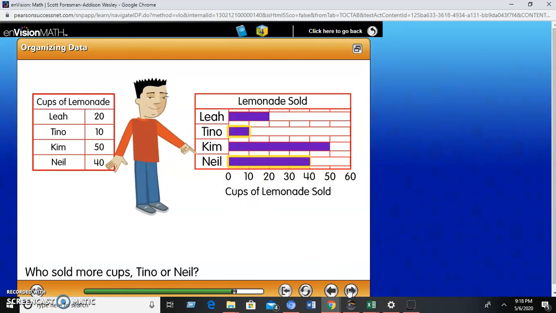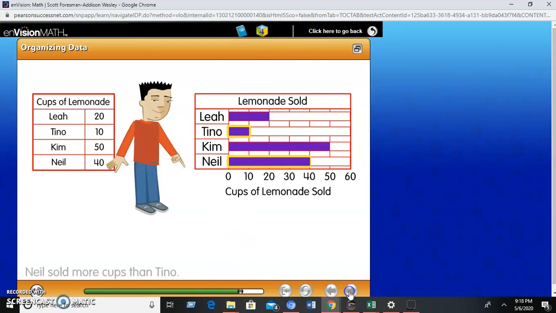Who sold more cups, Tino or Neil? Tino sold 10, and Neil sold 40. Which one sold more? Neil. Neil sold more cups than Tino.